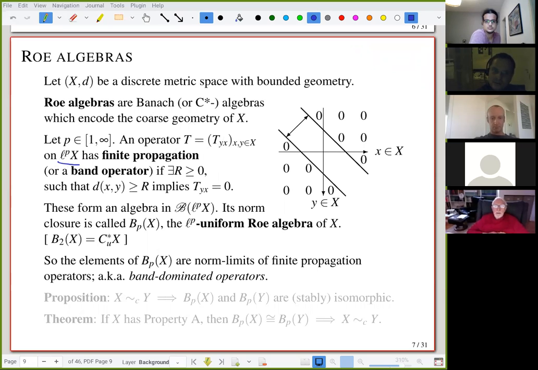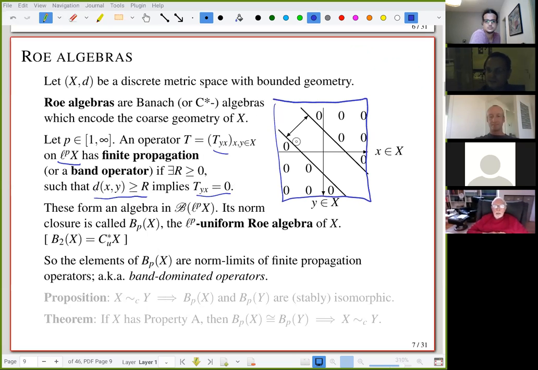So again, I work on LPX. If I take an operator, again represented by a matrix, it is said to have finite propagation or be a band operator if there exists R so that whenever I take 2 points at distance at least R, the corresponding matrix entry is 0. Pictorially, this is my matrix of an operator, and I basically require that the only non-zero entries are in this band along the diagonal. Hence band operator. If I take the collection of all of these, they form an algebra in B of LPX. If it's L2, then it's a star algebra. But of course, it's not closed unless X is finite.